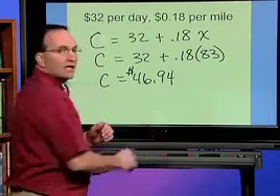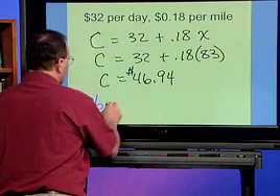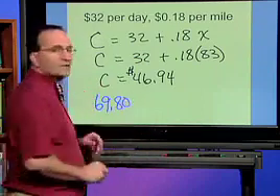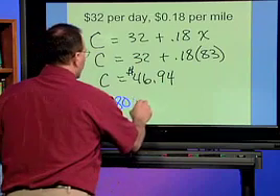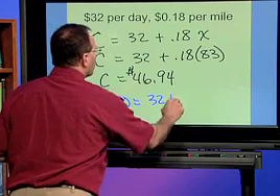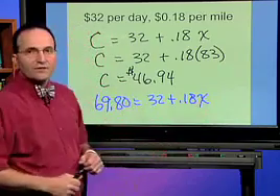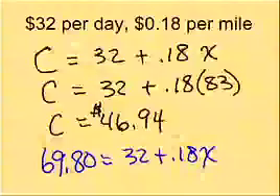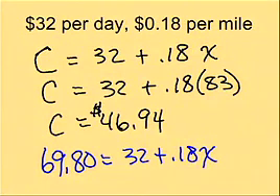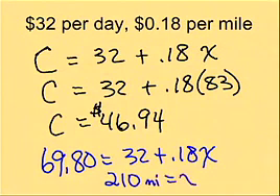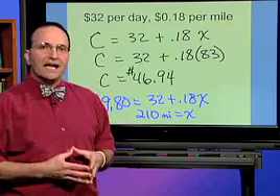So let me do this. I'll turn to this and say $69.80 is how much he paid. The model is still the same, 32 plus 0.18x. I have to subtract the 32 from both sides, divide by the 18/100ths, and what I'll find is that x will be equal to 210 miles. So that's how far Ramon drove in that one day for which he paid the $69.80.